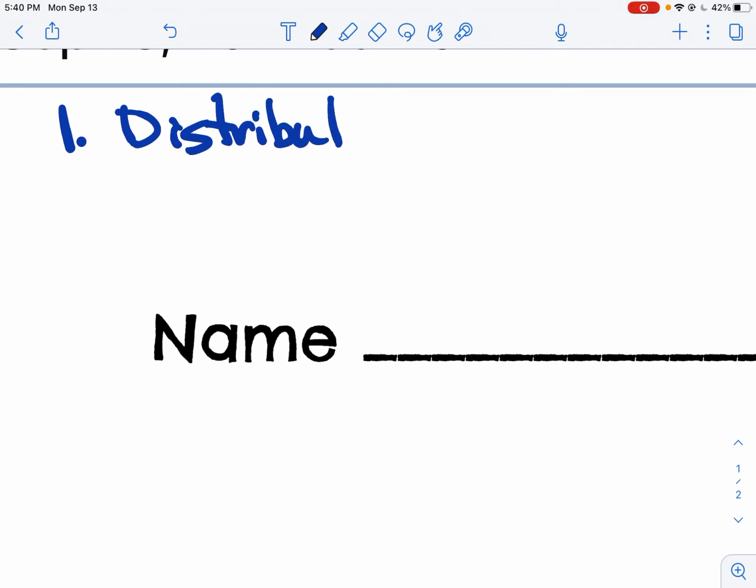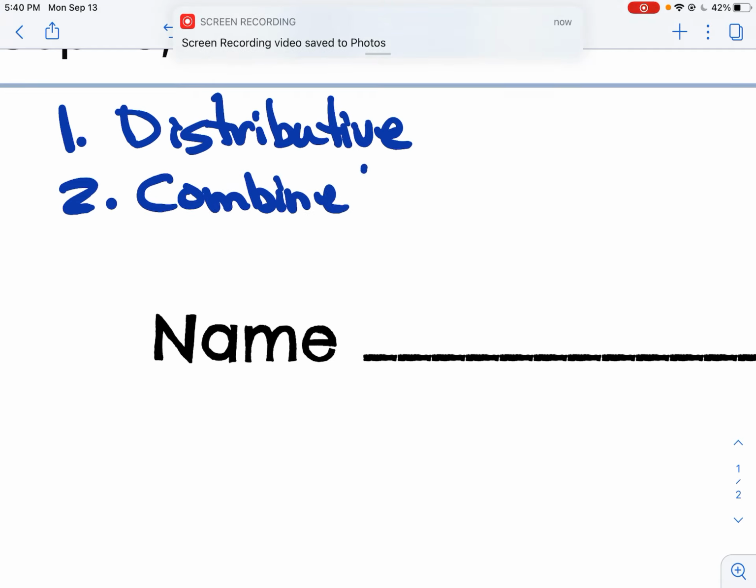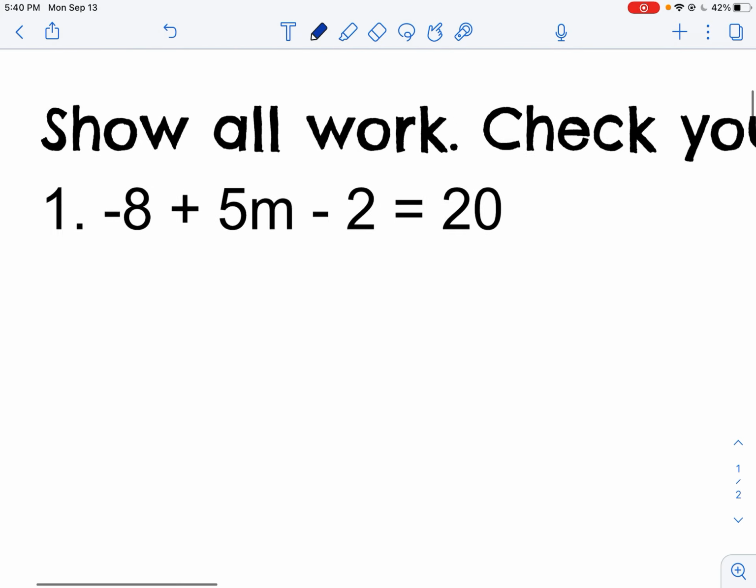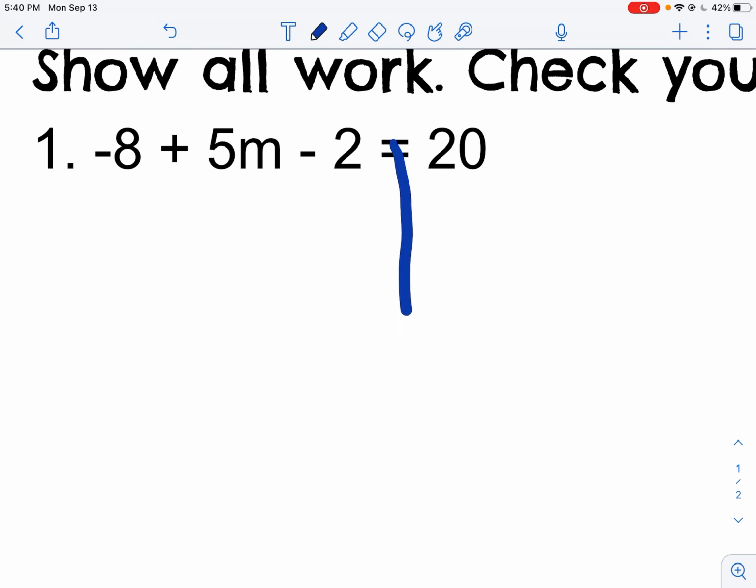Okay, so let's remember, first I'm going to do the distributive if I have to. Not always do we have to. And then I'm going to combine like terms. And then just solve like we've been solving.